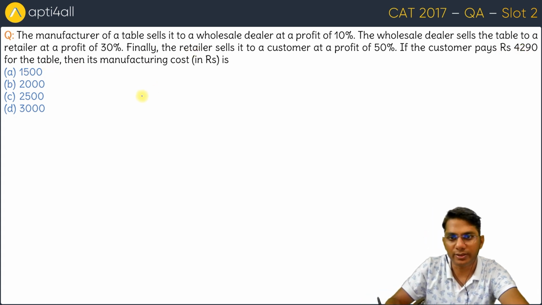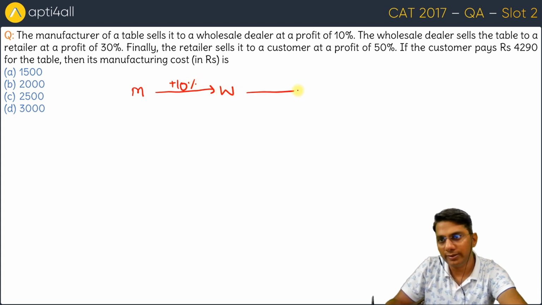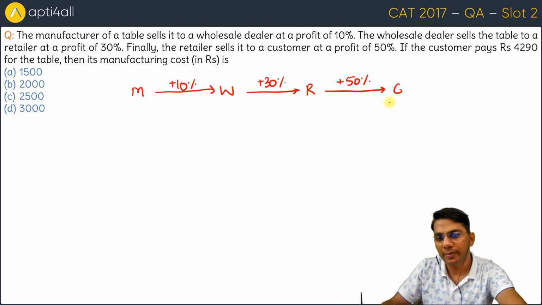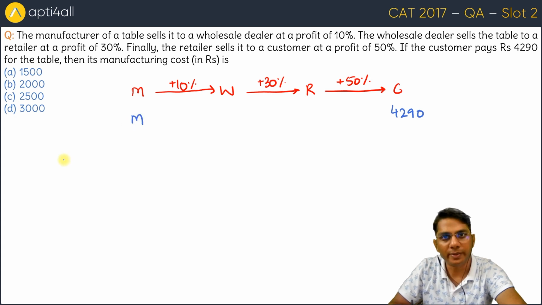Okay, very standard question of percentage change. So we have a manufacturer. The manufacturer sells it to the wholesale dealer at a 10% profit. The wholesaler then sells it to the retailer at a 30% profit, and finally the retailer sells it to customer at a 50% profit. So if the price paid by the customer is 4,290, what is the price of the manufacturer or the cost of the manufacturer?